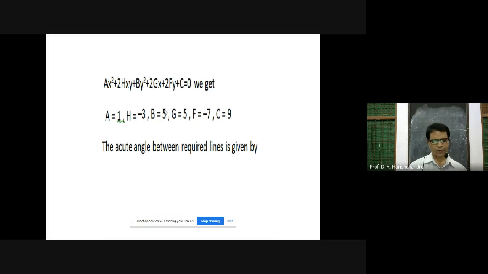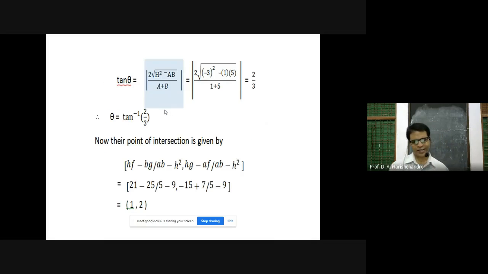So you use the formula for the acute angle. Tan theta is equal to modulus of 2 under root of h square minus ab upon a plus b. In that, replace the values of h, a and b, and simplify it. Simplification will give you the final value of tan theta, which is 2 by 3.